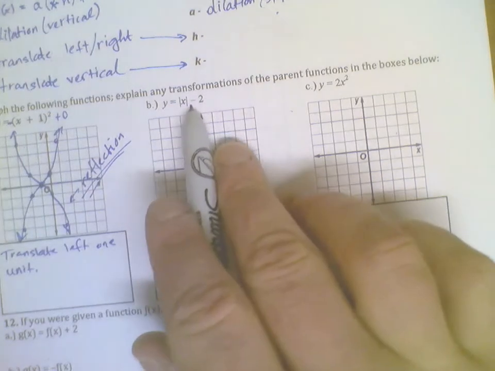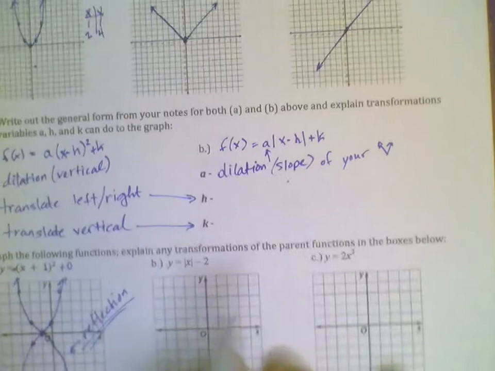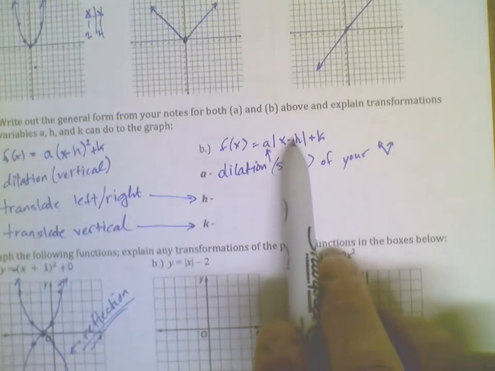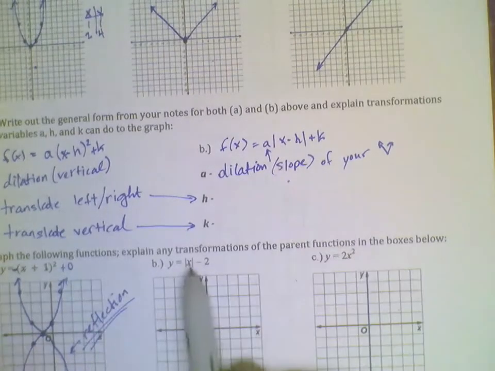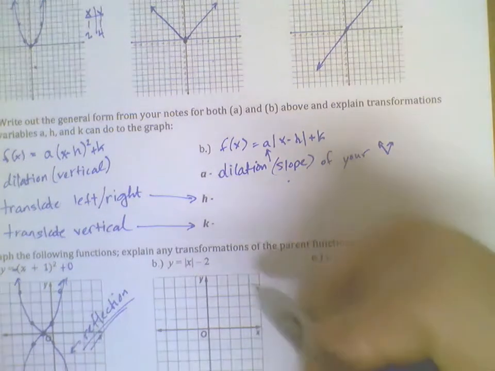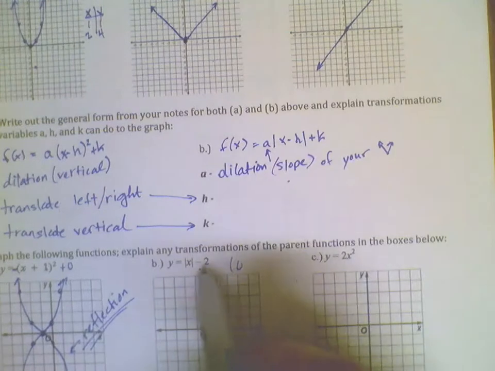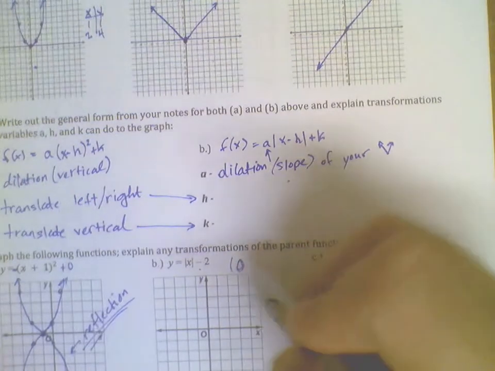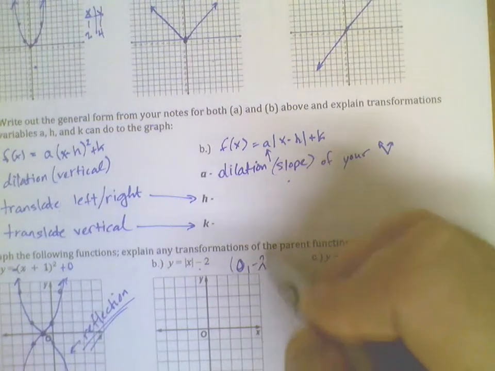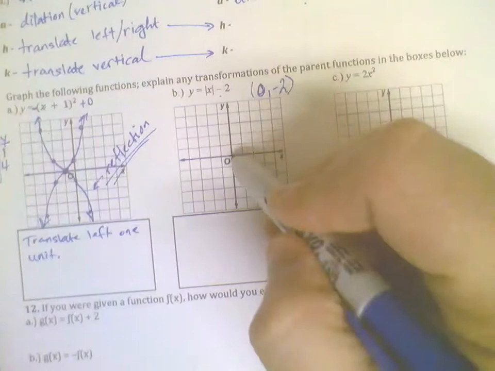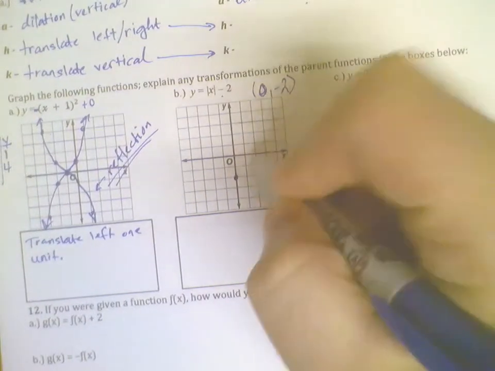You just look at your function and you compare it to this information up above and you say what's going on. So right there, I have nothing inside with the X. So my H is a 0. I have the -2 on the outside with the Y, or for the Y. So think same as the stuff on the outside. So that's going to translate my function from 0, 0 to 0, -2.